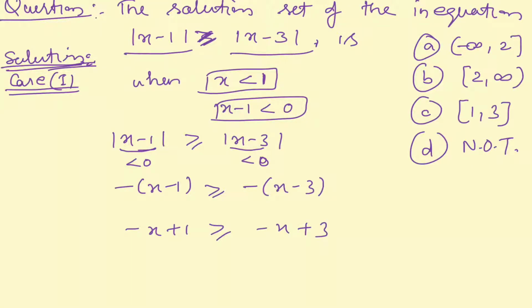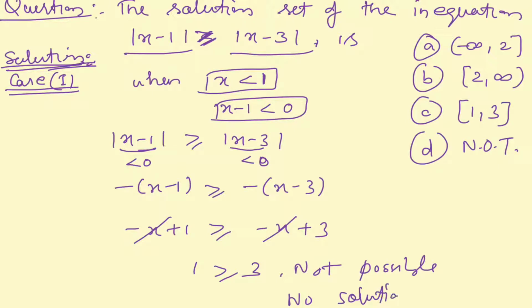If you subtract minus x plus 1 from both sides, minus x cancels out, and we get 1 is greater than or equal to 3. Is it possible? It is never possible. 1 is greater than 3 is not possible. So here there is no solution in the first case. Now we are going to see the second case.